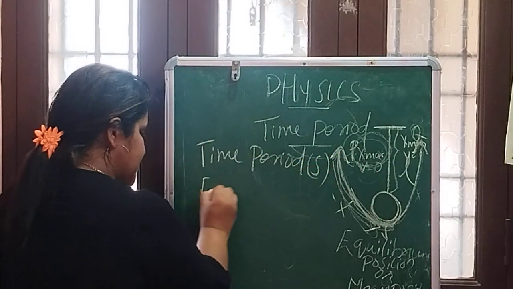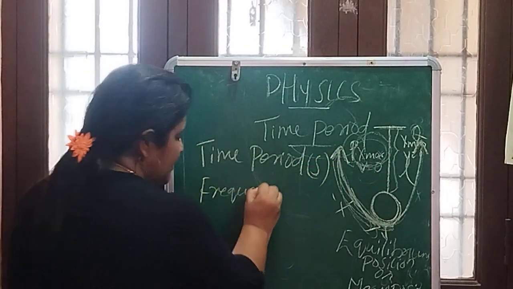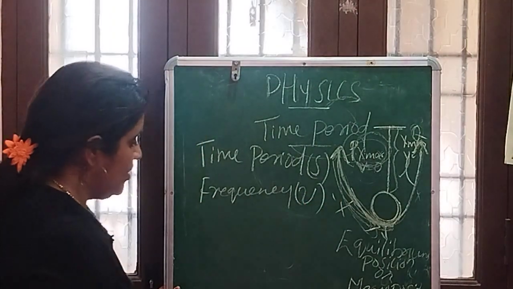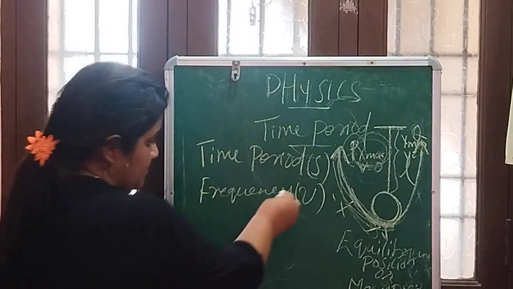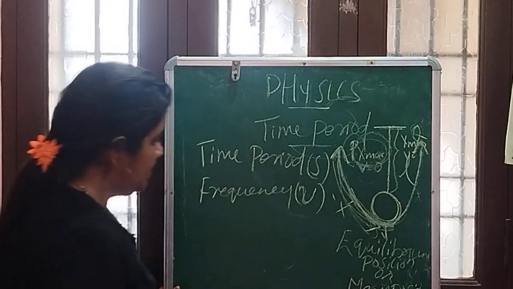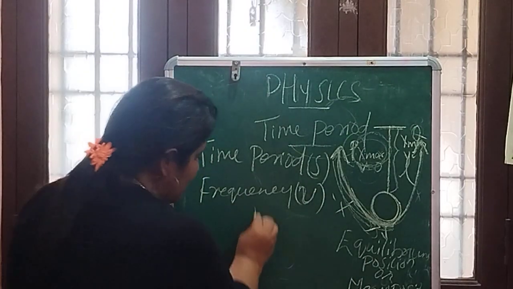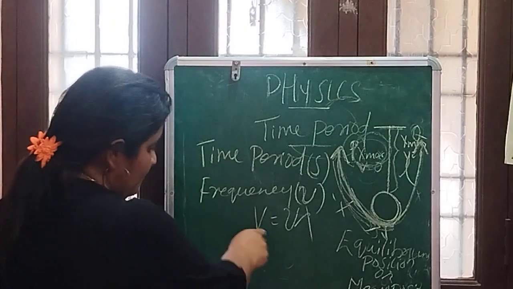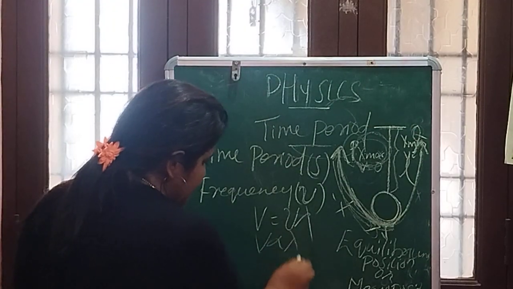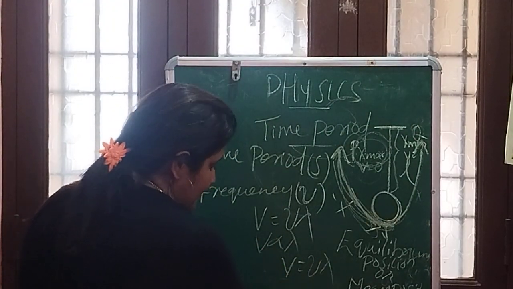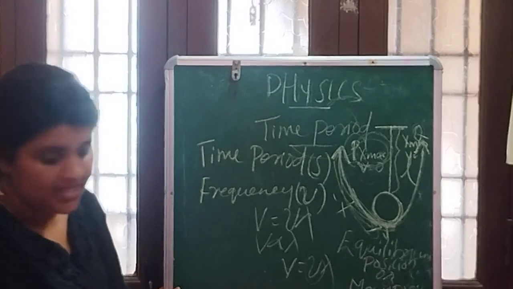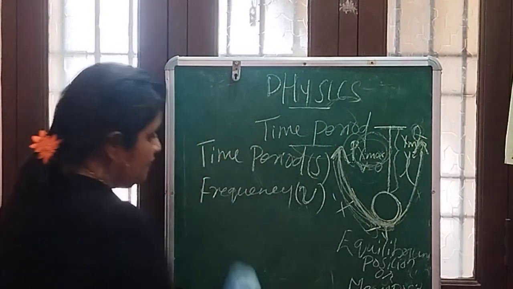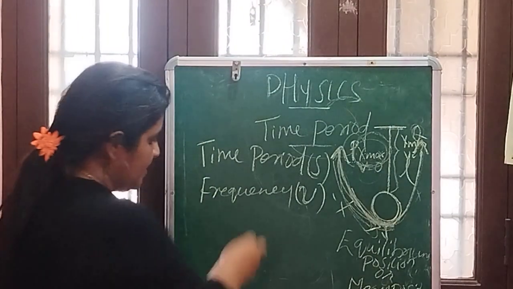Next is frequency. Frequency we will denote as mu. So the relationship between velocity and wavelength is V is equal to mu lambda. Velocity is directly proportional to lambda, or velocity V is equal to mu lambda. Here mu will be the constant. So frequency we will denote as mu.